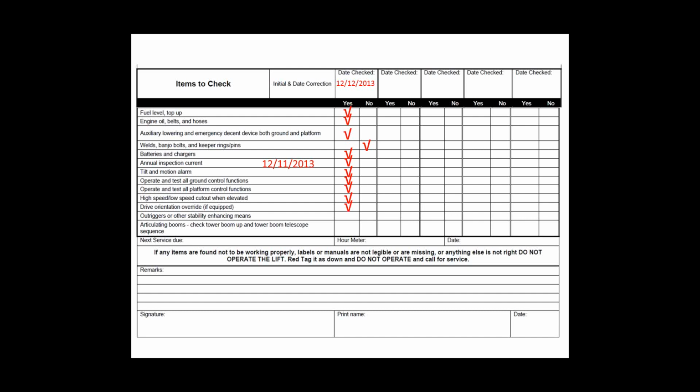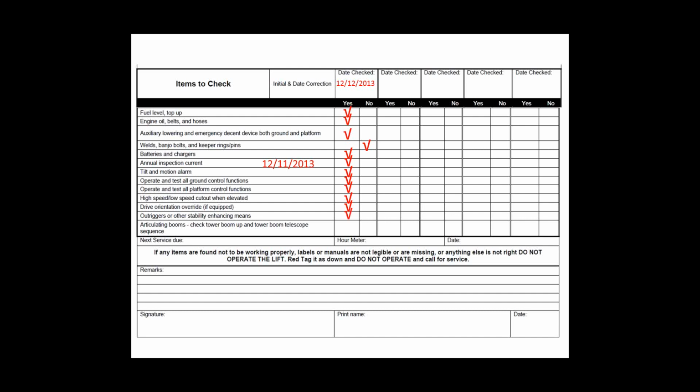Outriggers or other stability enhancing means. Some machines have outriggers. Some machines have axle tubes that extend. They're going to have interlocks or some type of limit switch or device in it that won't allow the machine to go up past a certain height or certain range of motion. If they're equipped on it, we need to test them, and the proper procedure for testing them is in the operations manual or from the familiarization that you would have been given upon delivery of the machine.